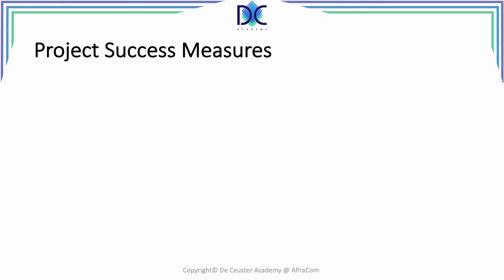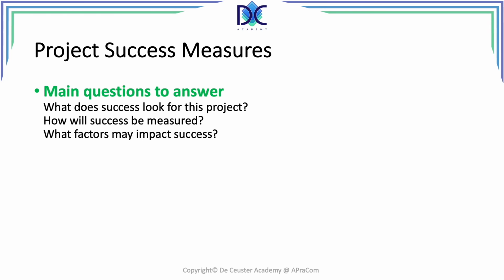A very important element is success measures. What is success? How will we measure success? What are the factors that may impact success? So it's very important to say, well, my project will be successful if I reach these parameters by these times. Or my project is successful, for example, when I realize a 20% savings on the work that I was improving. Things like that. You have to clearly define when a project is successful.